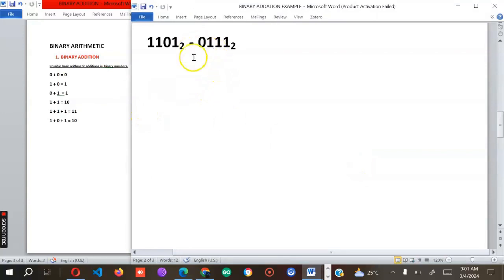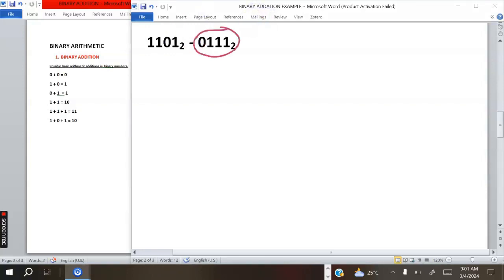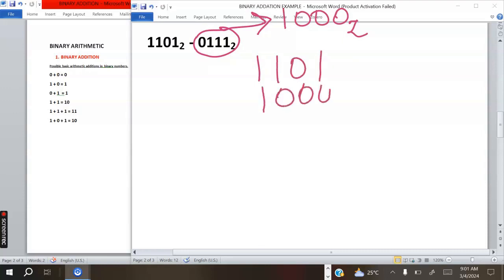Okay, remember the rules. Step number 1 is to convert this section into 1's complement. So the complement for this one will be 1, 0, 0, 0. Therefore, we'll have 1, 1, 0, 1, where the other one is 1, 0, 0, 0.